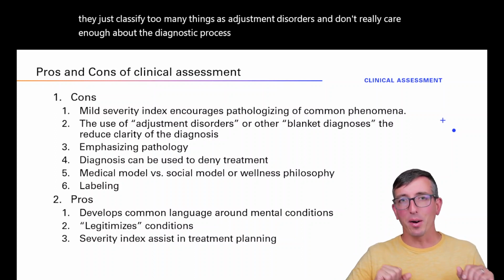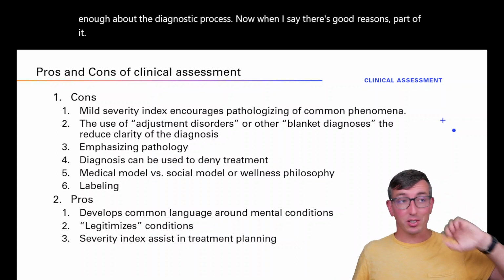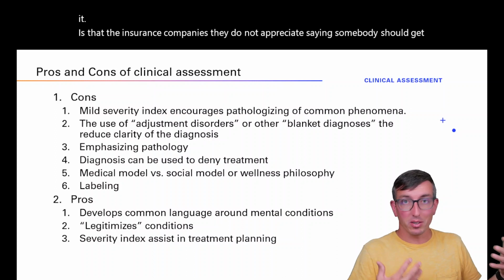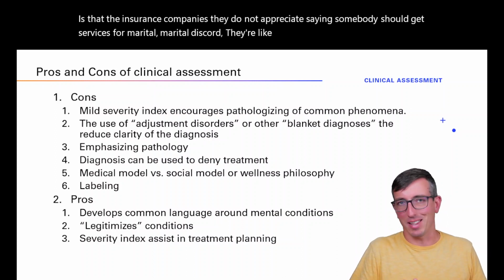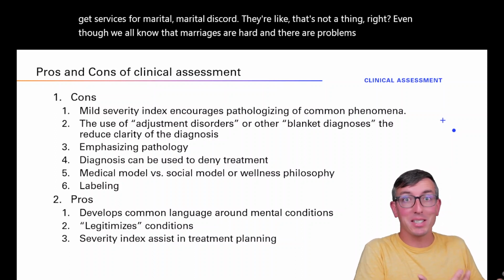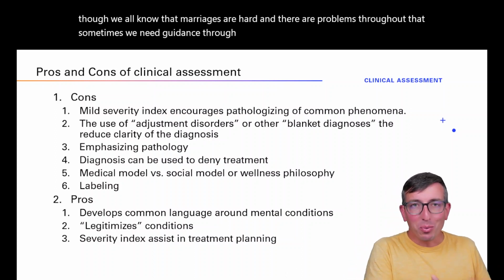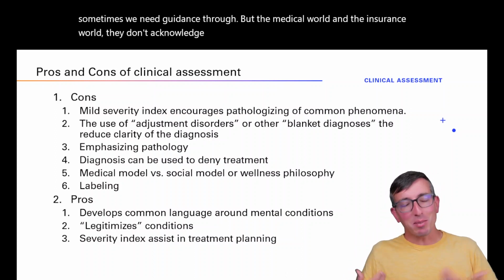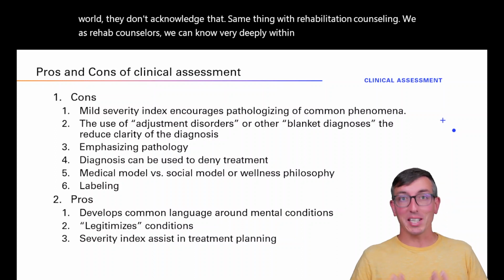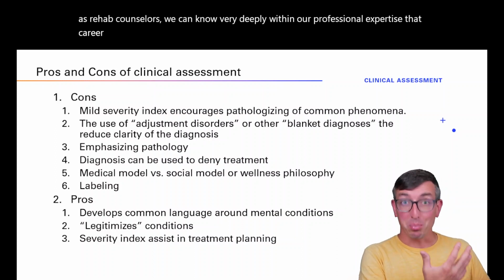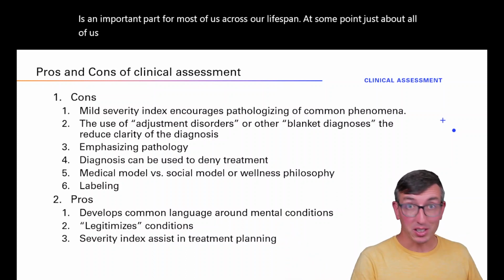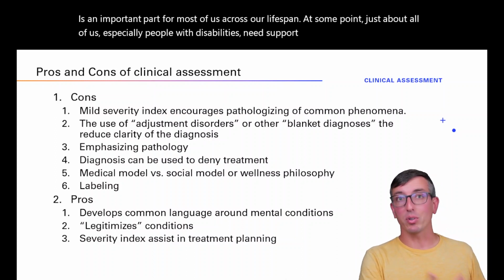Now, when I say there are good reasons, part of it is that the insurance companies do not appreciate saying somebody should get services for marital discord. They're like, that's not a thing, right? Even though we all know that marriages are hard and there are problems throughout that sometimes we need guidance through. But the medical world and the insurance world don't acknowledge that. Same thing with rehabilitation counseling. We as rehab counselors can know very deeply within our professional expertise that career support is an important part for most of us across our lifespan. At some point, just about all of us, especially people with disabilities, need support and help through the vocational process.